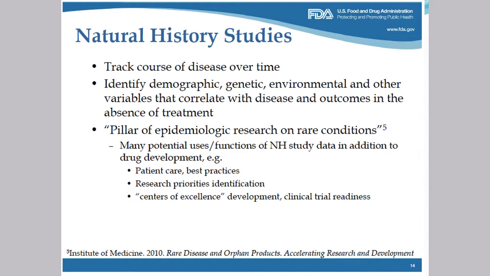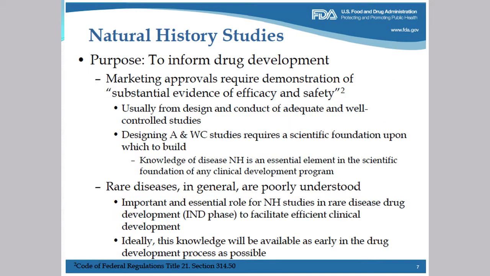So what do we do to understand a disease? Natural history studies. We track the course of the disease over time. The main endpoint is to understand what happens so that you can develop clinical outcome measures that you can apply in the studies and in your drug development process. It is the pillar of epidemiologic research on rare conditions.